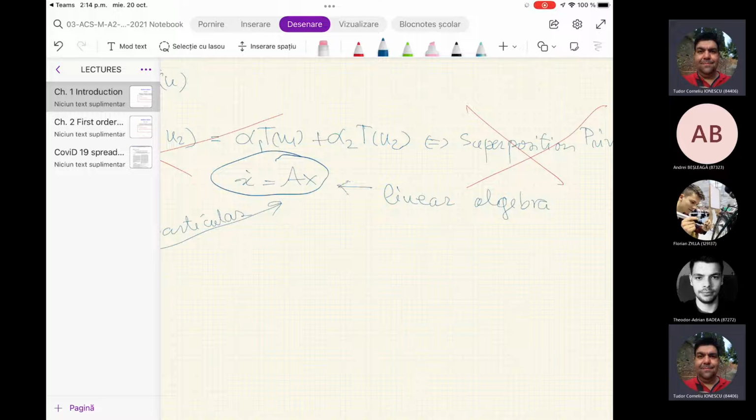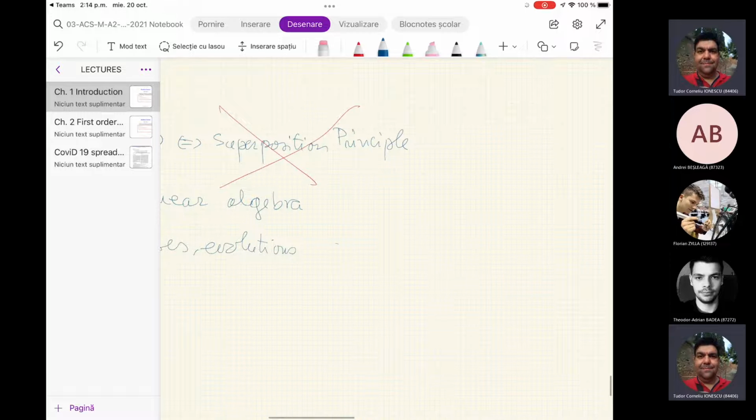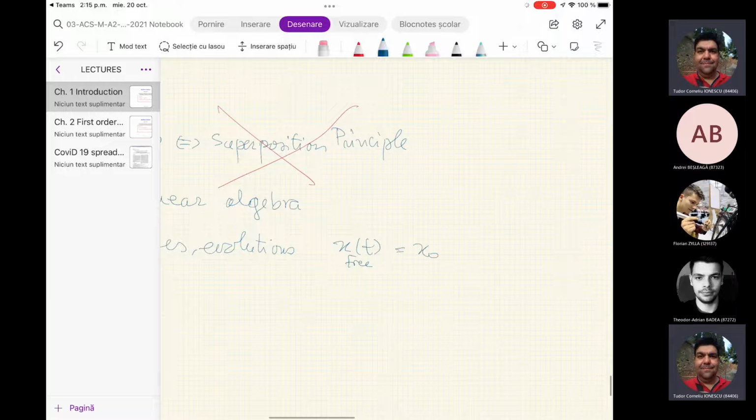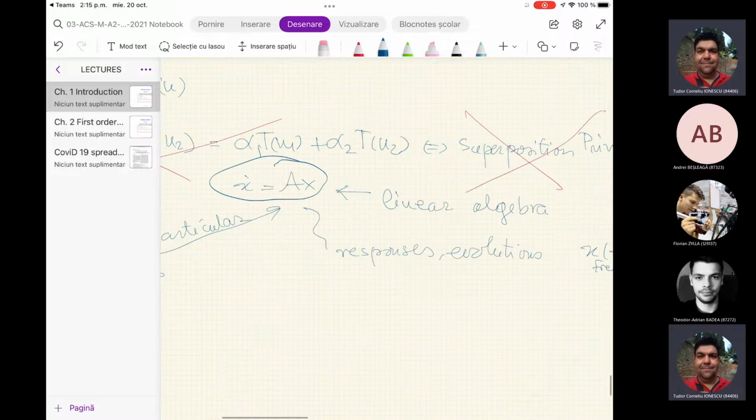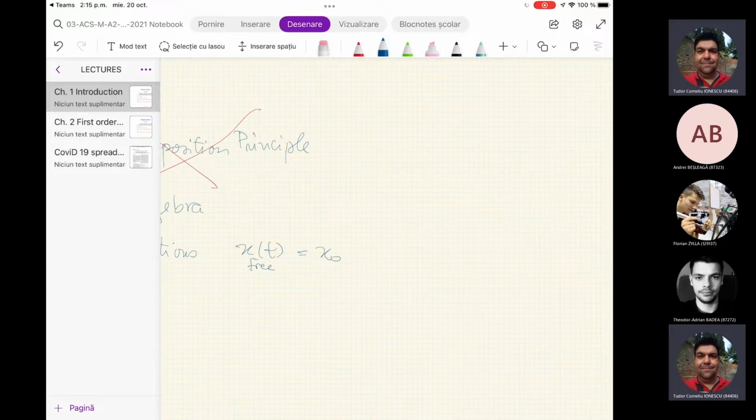Yeah, we remember we used to have responses, evolutions, because we could easily solve this equation. We remember that the free evolution of this system is determined by the initial condition x naught, because all of these systems can have initial conditions, or are defined by initial conditions. x of 0 is x naught. So this is x naught exponential of At.